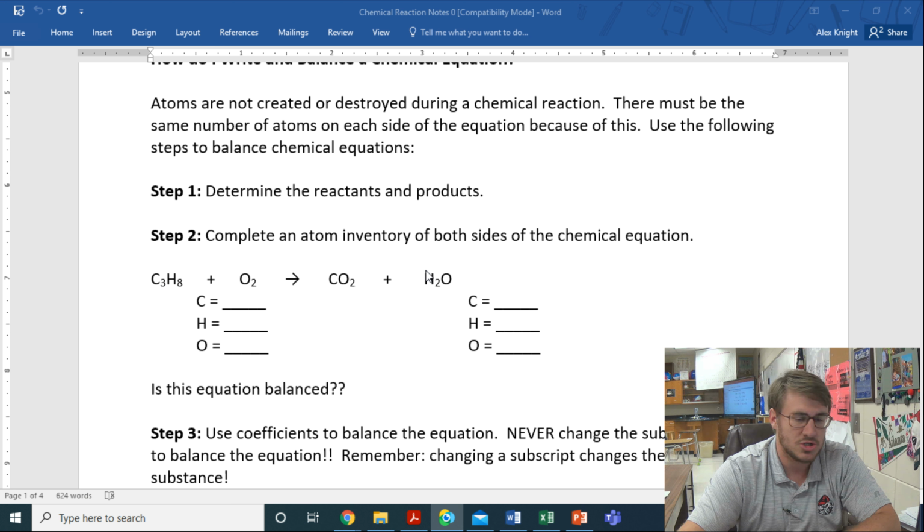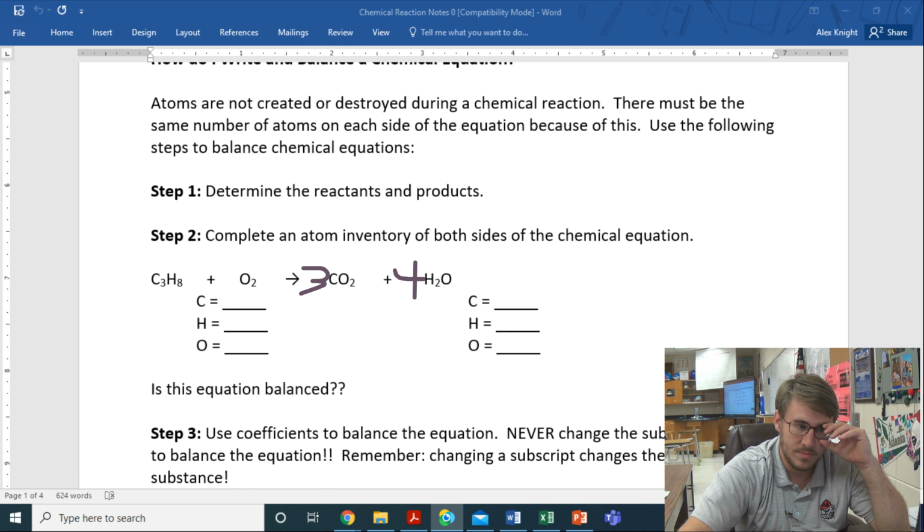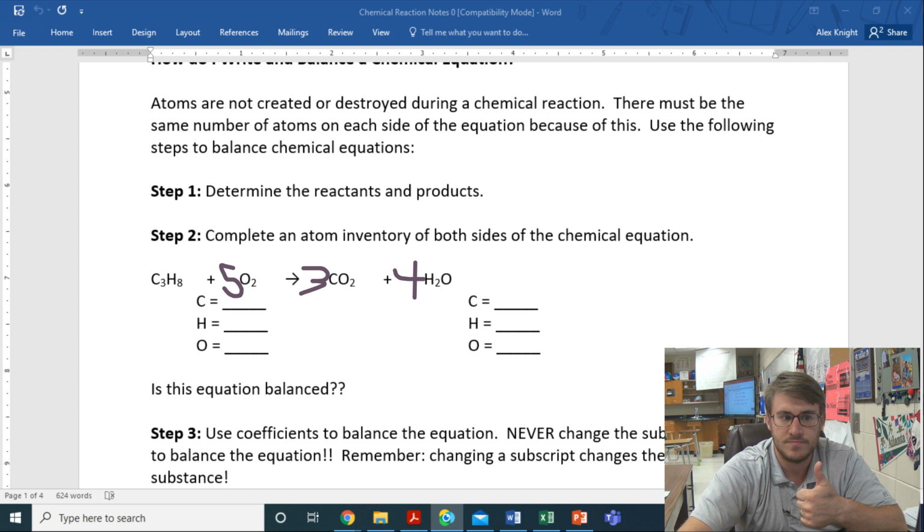Remember, C, H, and O are present in this, so let's go. We start with the H's. We need to make 8 H's, so we put a 4 right here. We leave the O's for last, so we look at the C's. We put a 3 here. Then we look at the O's: 3 times 2 is 6 O's, and the 4 gives 4 O's. 6 and 4 makes 10, so I need 5 over here to make it 10 oxygens.